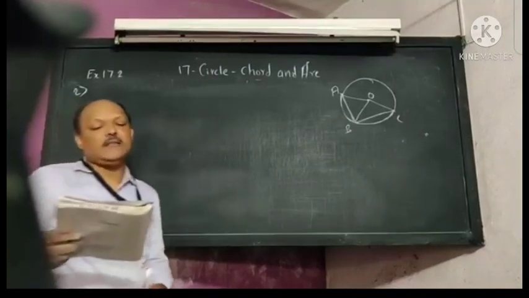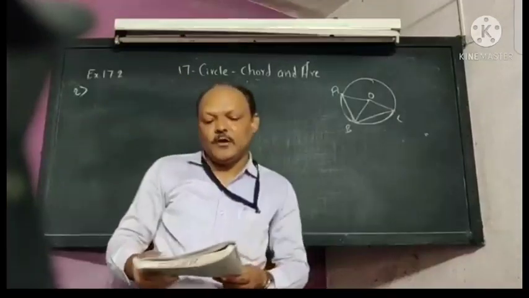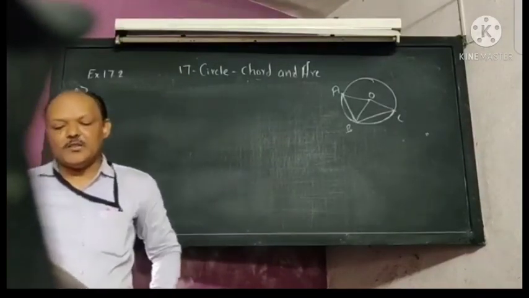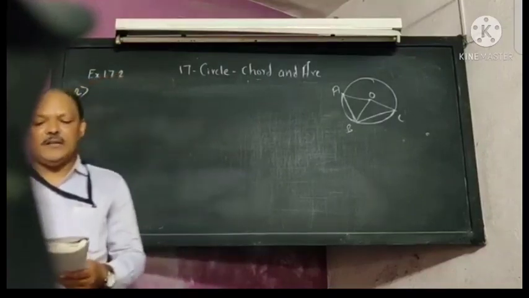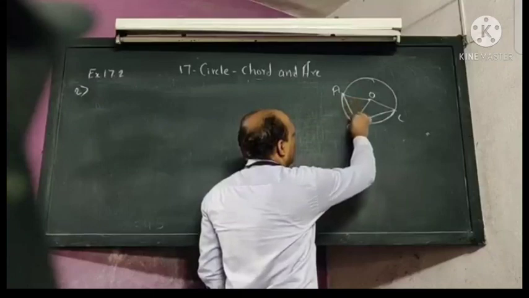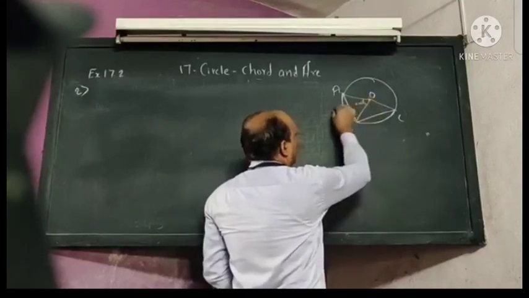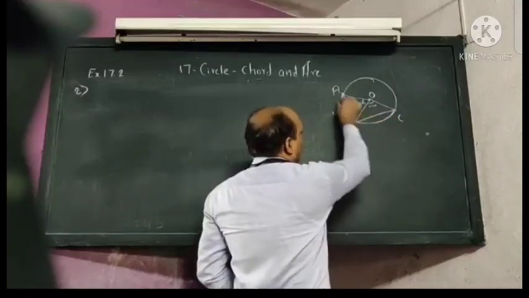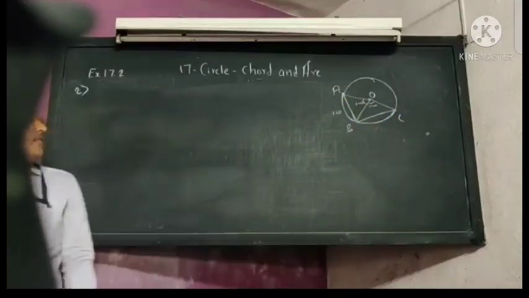Before starting the second exercise, let me explain some of the points required for the second sum. Congruent arcs: if the measures of two arcs of a circle are the same, then the two arcs are congruent. Suppose the measure of this arc is 100 and the measure of this arc is also 100, then both arcs will be congruent.